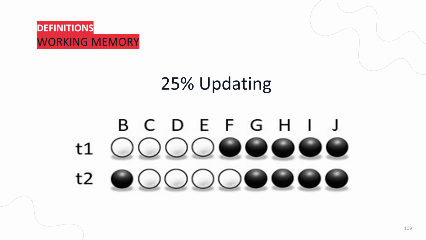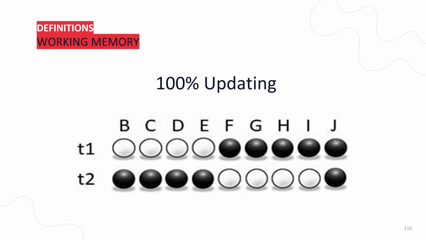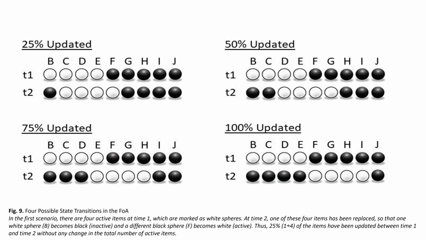Of course, when all 4 items are replaced by new ones at 100% updating, attention is shifted to an entirely different topic. This is when you totally stop a line of thought in its tracks and pick up with a whole new idea. So this whole time we've been discussing 25% updating between 2 states. This is when you have 4 items and 3 stay the same, but you can also have more or less, such as 50, 75, or 100% updating as pictured here. This happens when thought shifts to something else.